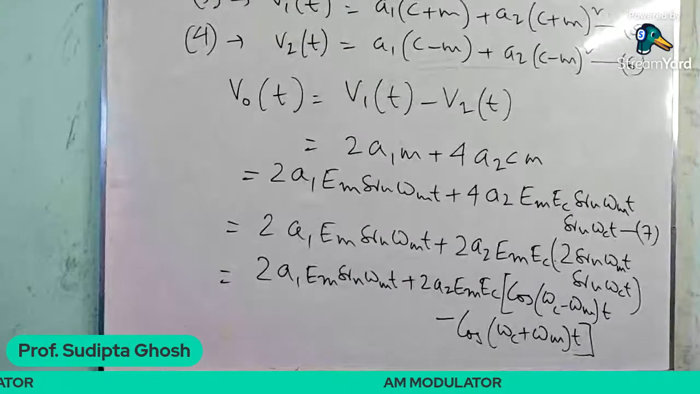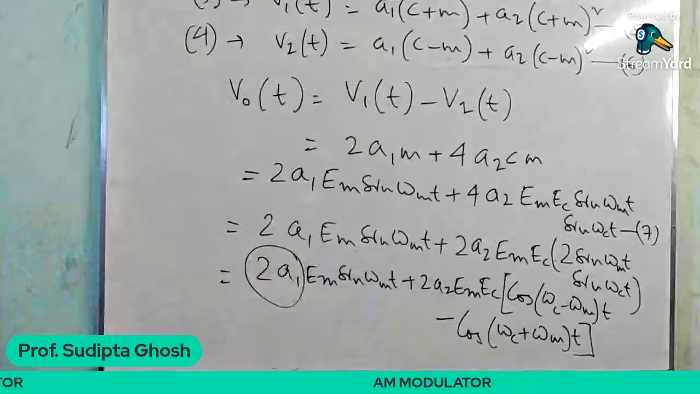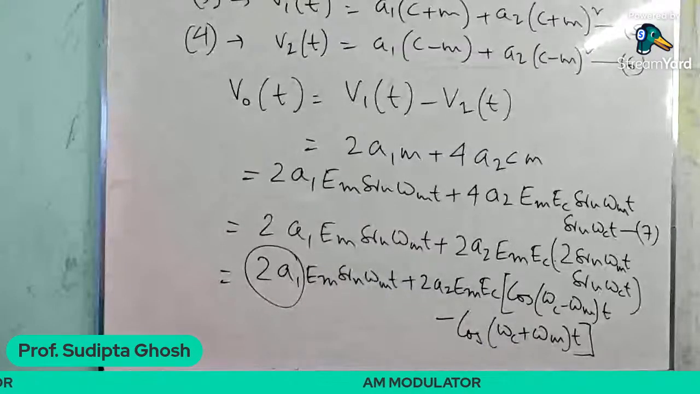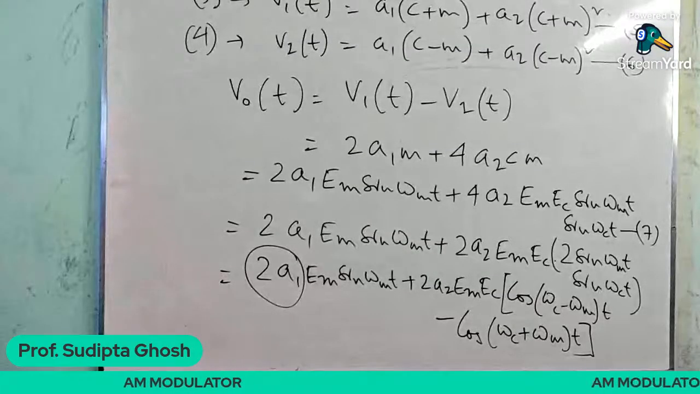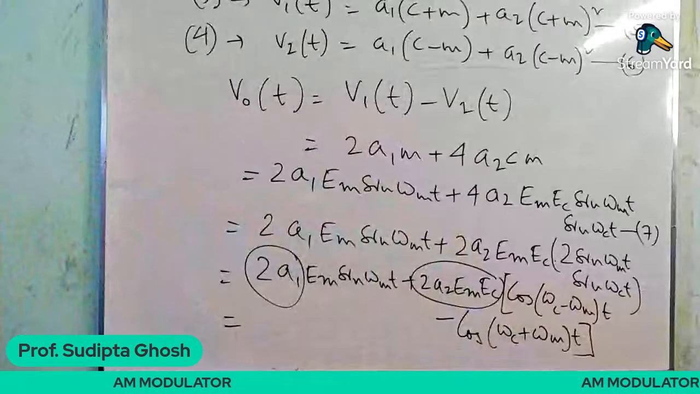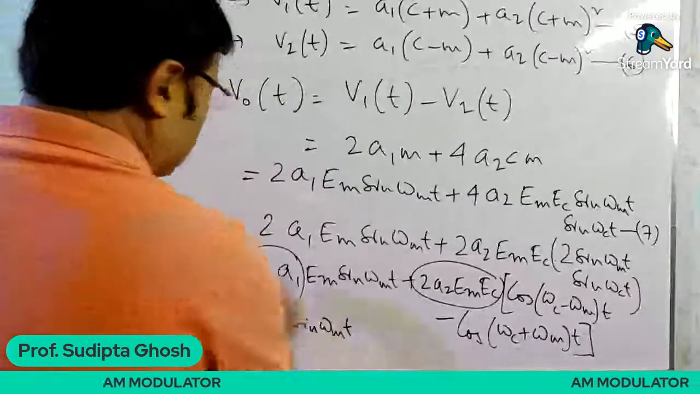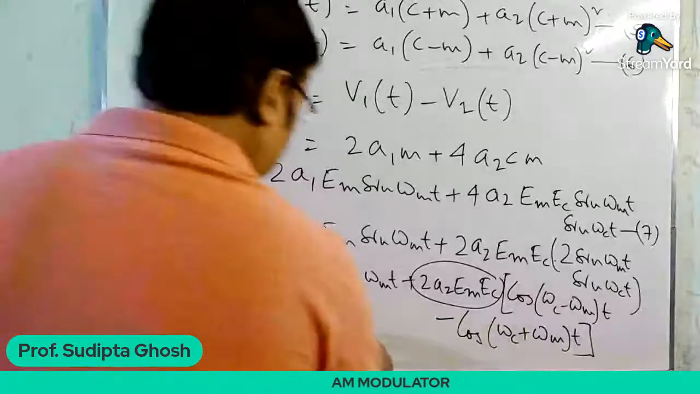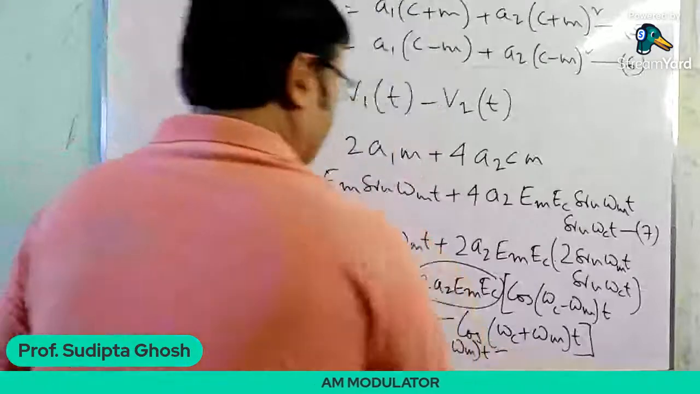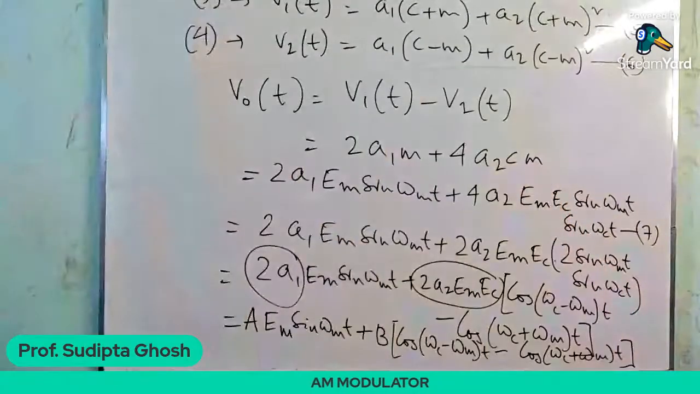Now if you take twice A1 equals capital A, and twice A2 Em Ec as capital B, we can write it as A into Em sine omega mt. So this is the information signal, this is the modulating voltage, plus B, and then cos of omega c minus omega m t, minus cos of omega c plus omega m t. Can you see this last line?